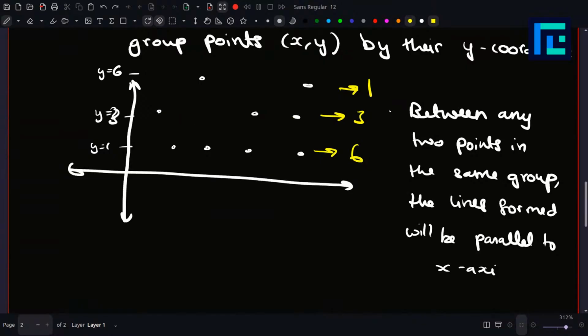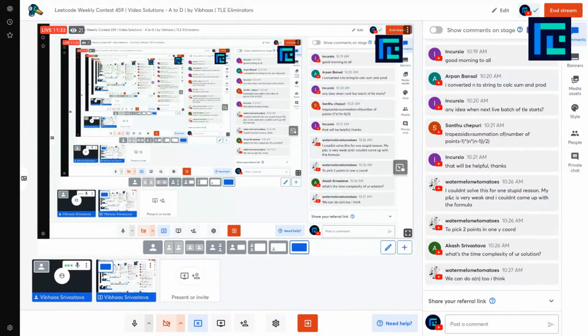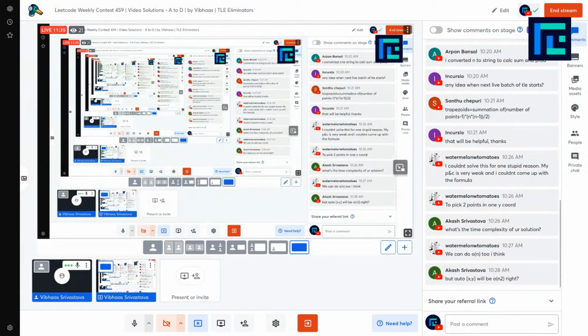Now, how to form a trapeze, this parallel trapezoid thing? Yeah, you can do often if you like, but you need to group by y value, right? So yeah, you can do often using unordered maps.